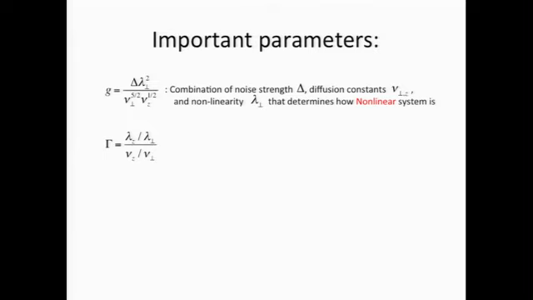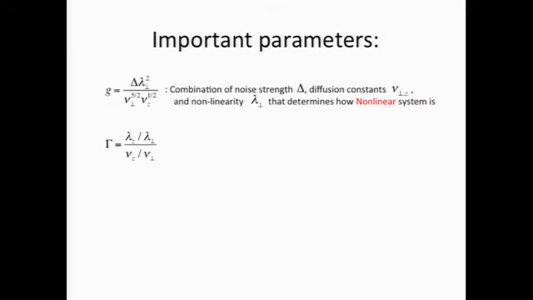These are combinations of the parameters in the equations of motion. All you need to know about them is that this parameter G tells you how important the nonlinear terms are. And this parameter gamma tells you how anisotropic the system is. G also tells you about the noise. Yeah, I should have said that.